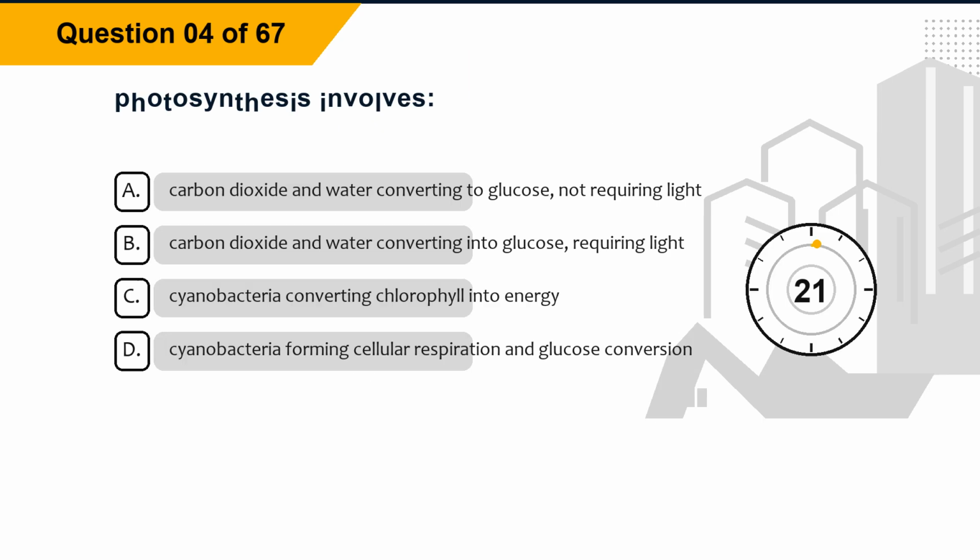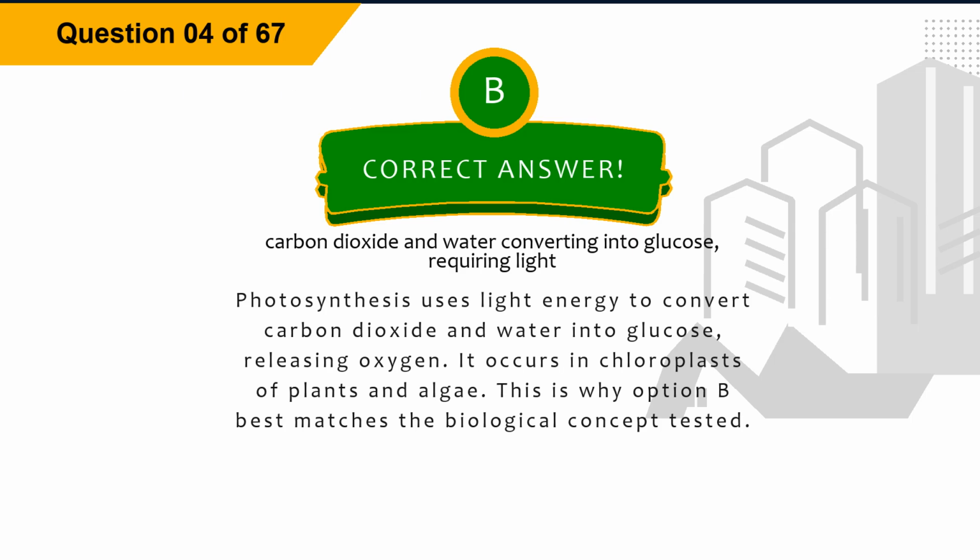Question 4. Photosynthesis involves option A, carbon dioxide and water converting to glucose, not requiring light. Option B, carbon dioxide and water converting into glucose, requiring light. Option C, cyanobacteria converting chlorophyll into energy. Option D, cyanobacteria forming cellular respiration and glucose conversion. The correct answer is option B, carbon dioxide and water converting into glucose, requiring light.